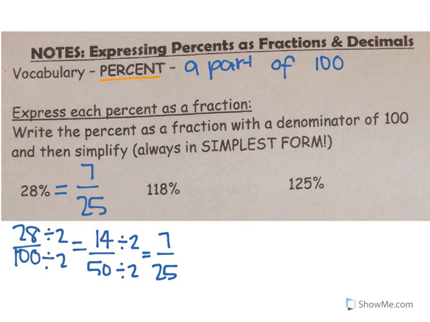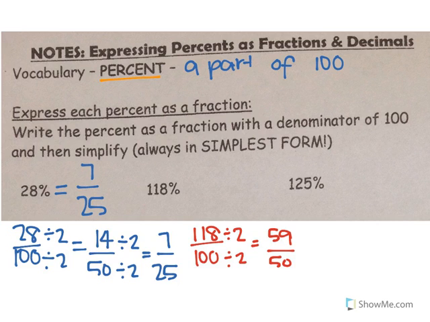Let's try this with 118%. Now 118% is kind of tricky because we're going to write it as a fraction with a denominator of 100, 118 over 100. And when we do that, you'll notice that 118 is greater than 100. Well, I'll go ahead and simplify. I know that they both can be divided by 2. 118 divided by 2 is 59, and 100 divided by 2 is 50. There is nothing that goes into both 59 and 50, so this is in its simplest form.